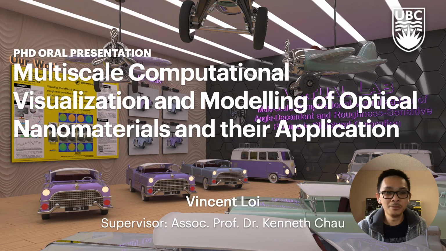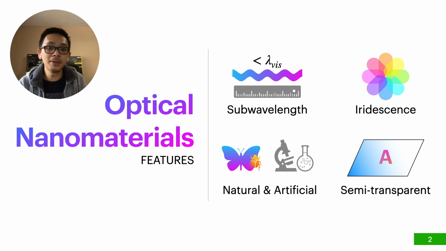Hey everyone, welcome to my presentation on multi-scale computational visualization and modeling of optical nanomaterials and their applications. Optical nanomaterials are interesting because they have features smaller than the wavelength of light, typically less than 780 nanometers, for example. Because of this, they interact strongly with light and can produce beautiful color iridescence or structural color, which we can see in nature as well as in artificial materials that mimic it.